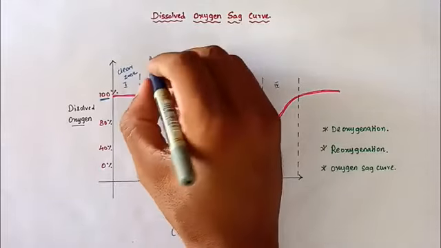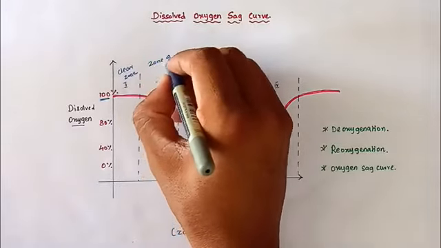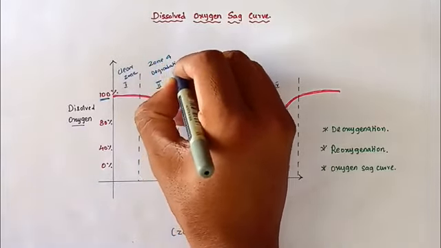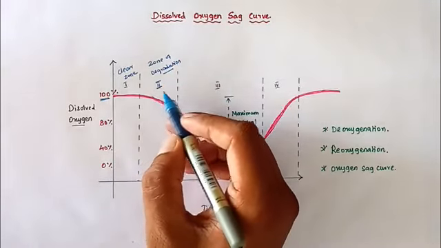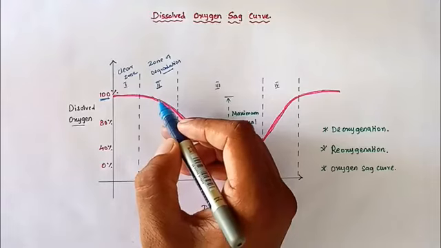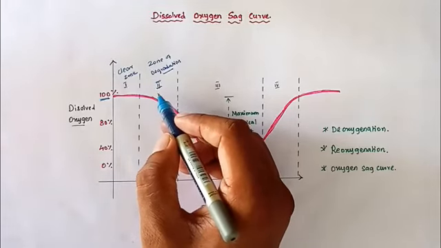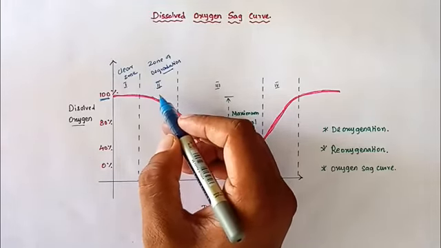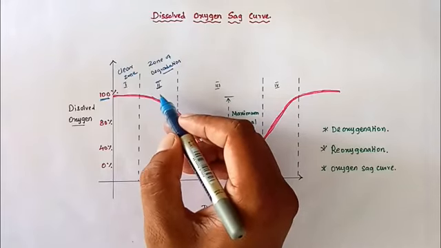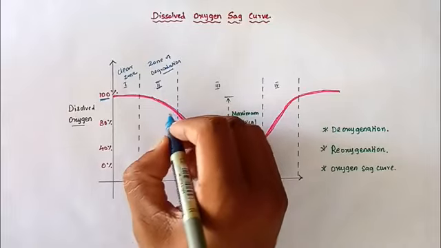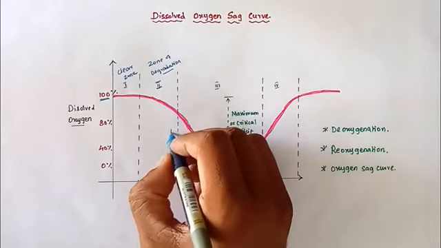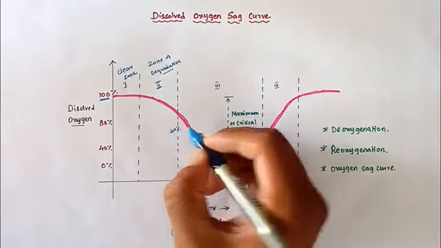Now the second zone is the zone of degradation. That means the effluent is degraded by the biological organisms in the river. So the BOD starts rising and the dissolved oxygen is reduced. In the zone of degradation, the dissolved oxygen level will reduce to 40%.